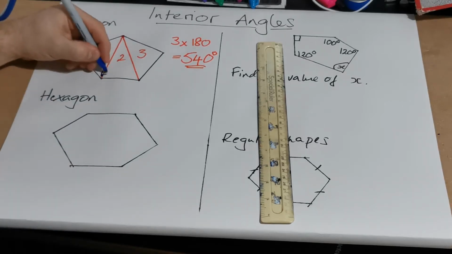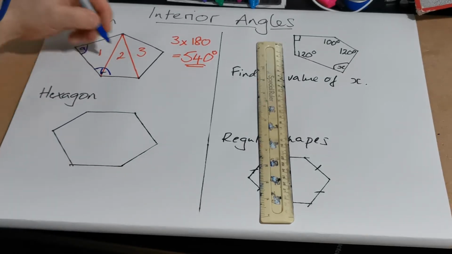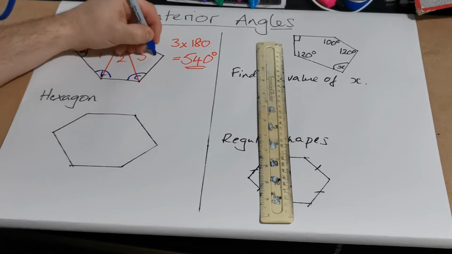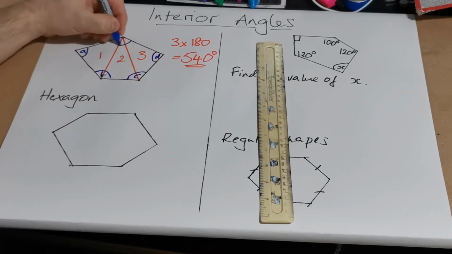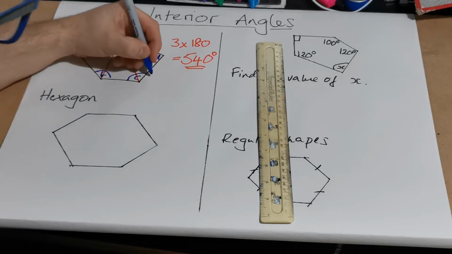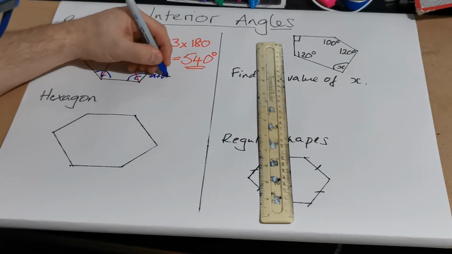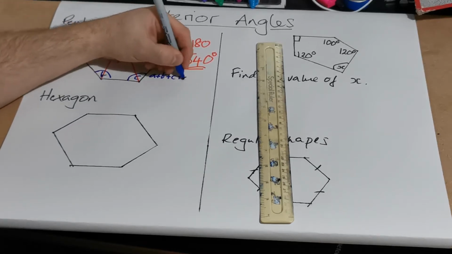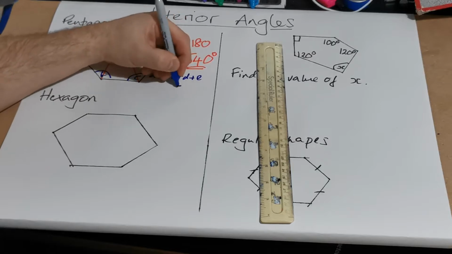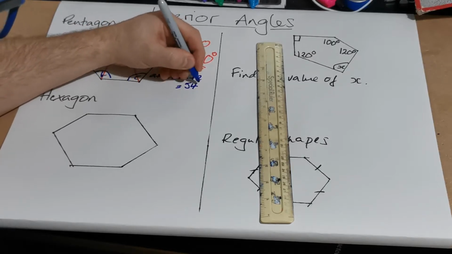A, B, C, D and E. A plus B plus C plus D plus E would be 540 degrees.